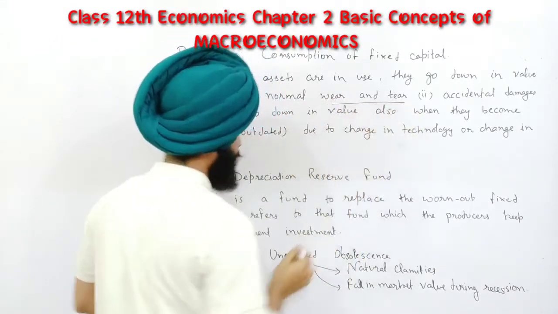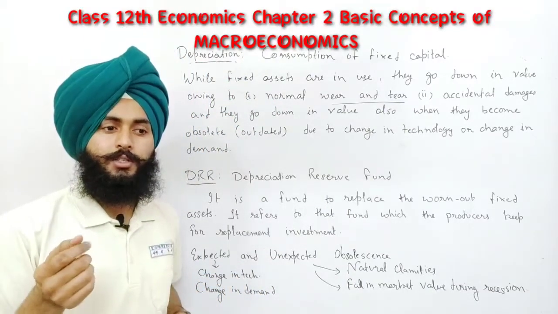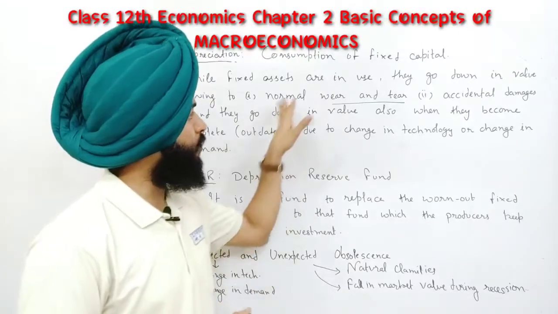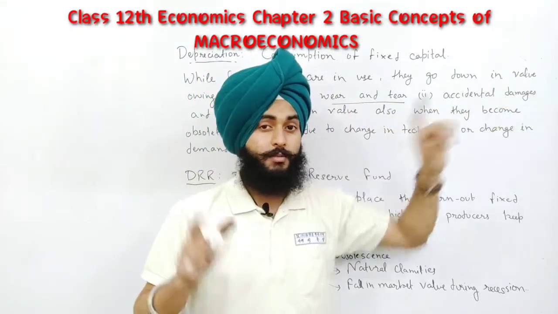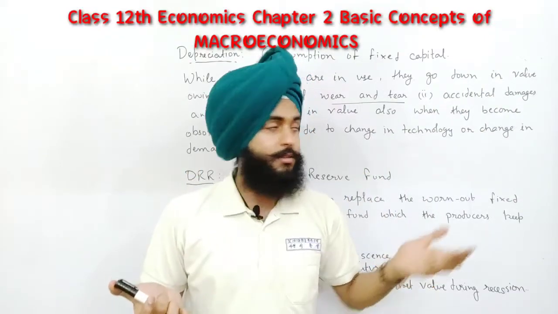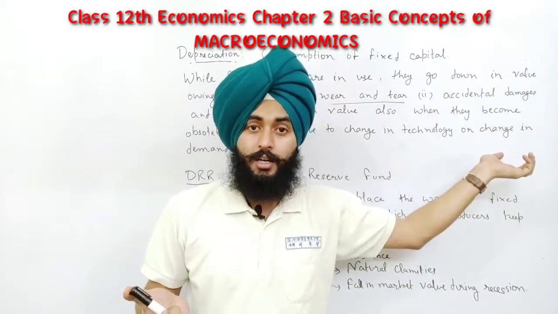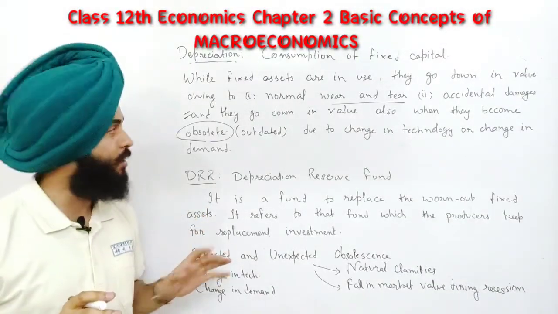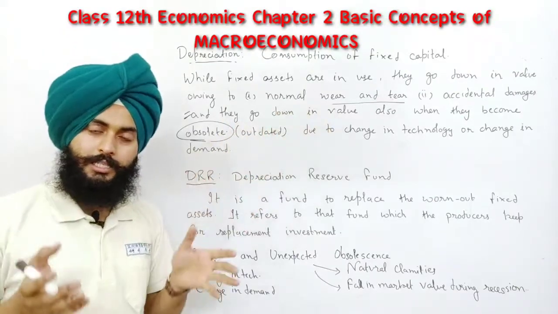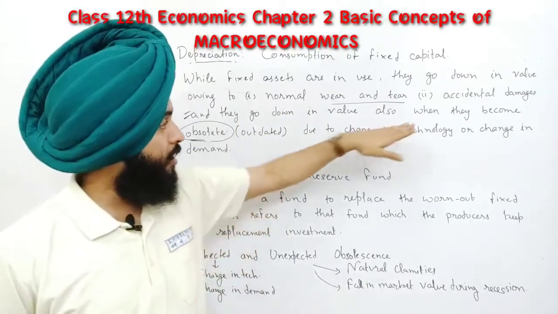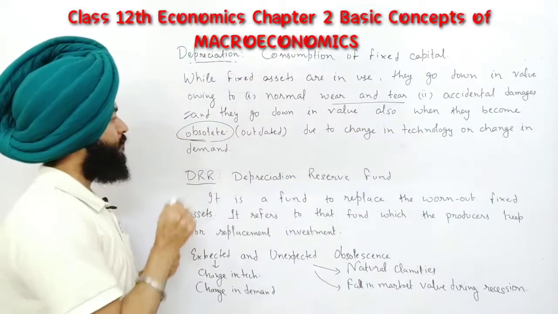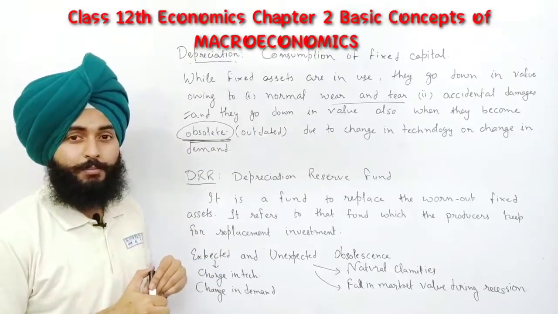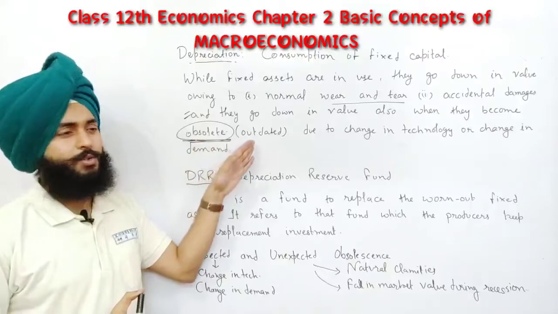Normal wear and tear, thoda bahut scratches, toot jana, some kind of those things. Okay, normal wear and tear, accidental damages may happen. Sometimes it may be an accidental damage. Okay, and besides these two reasons, there is one more reason actually. The assets depreciate in value when they become obsolete. Now this term is very, very unique and important. Obsolete simply means outdated.